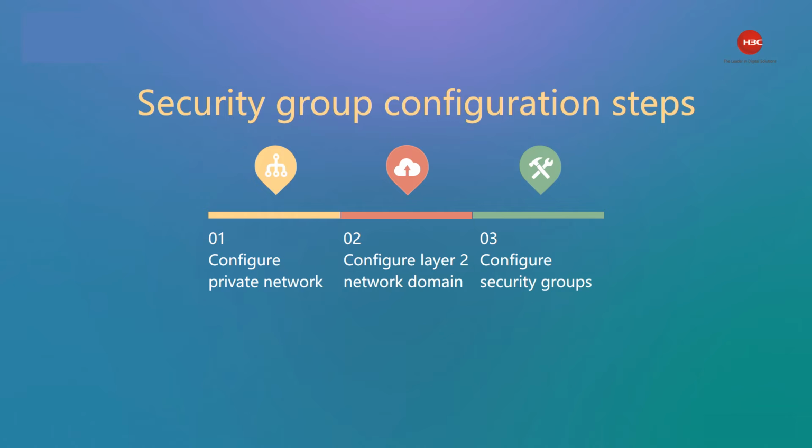And the third step is to configure security groups. A security group is associated with the Layer 2 network domain. If DHCP is enabled when creating a security group, the corresponding address pool will be created on the DHCP server at the same time, so that the IP address of the user will be allocated from the associated subnet address pool.